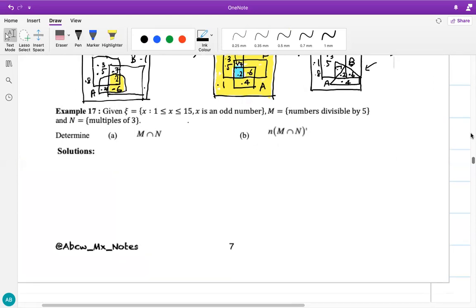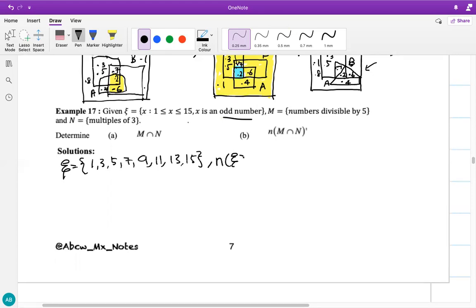Okay, so now example 17. So x is between 1 and 15, including 1 and 15, but it's an odd number. So be careful. Therefore, our universal set is 1, 3, 5, 7, 9, 11, 13, and 15. So altogether 1, 2, 3, 4, 5, 6, 7, 8. So there are how many elements? So there are 8 elements for the universal set.